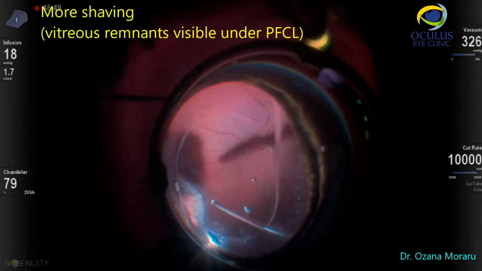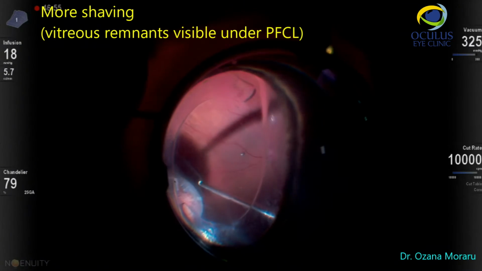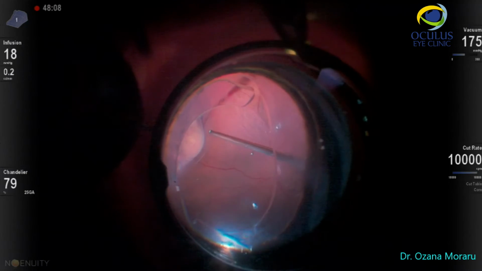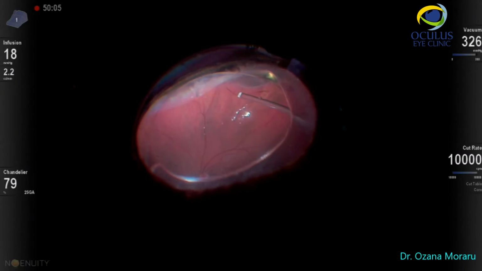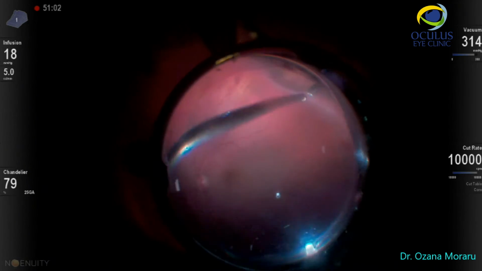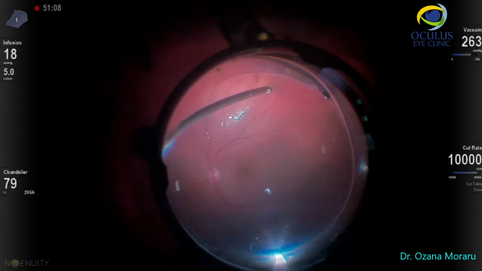Under a higher level of PFCL, we notice that there are still some vitreous remnants in the anterior periphery, as you see with that transparent line, meaning that vitreous is still there. So we want to improve our shaving on 360 degrees. We want to clean as much of the vitreous as possible.